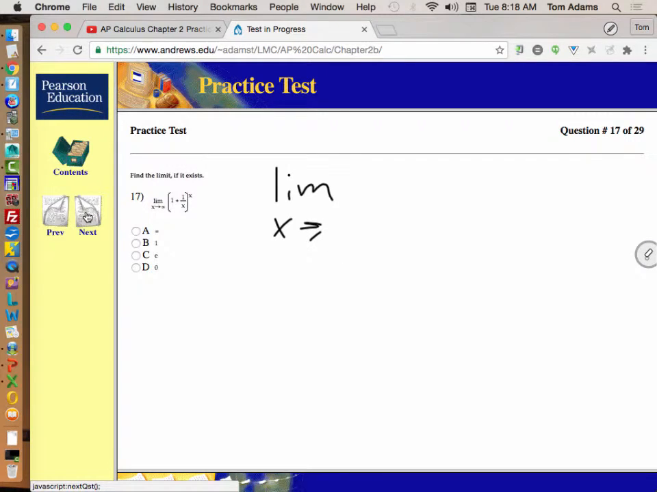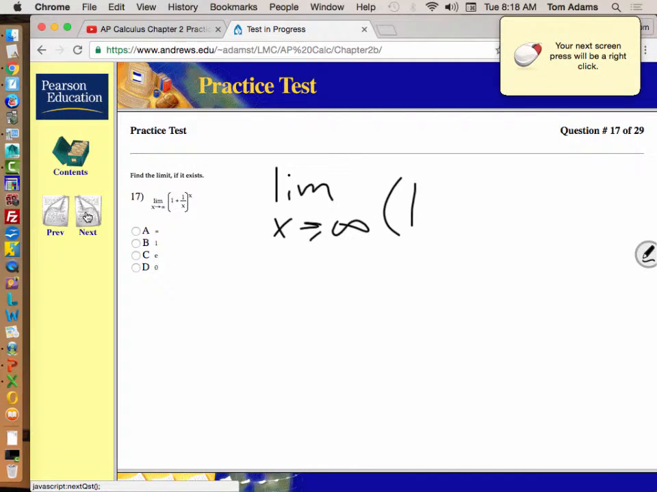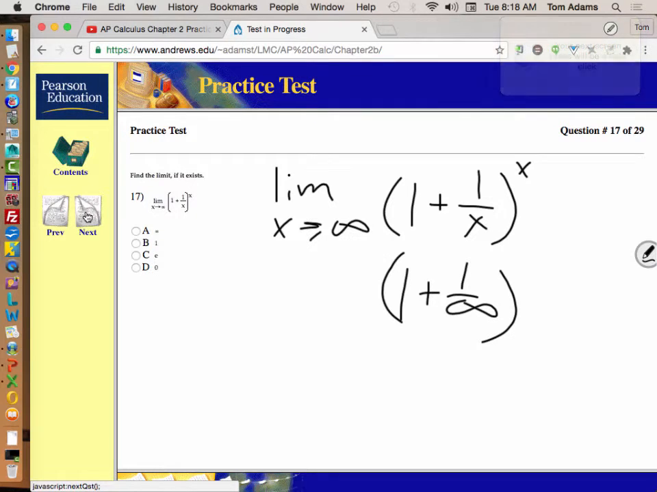We're going to take the limit of this function as x approaches infinity. Now, here's the weird thing. I've got 1 plus 1 over x raised to the x. Now, if I plug in infinity, not that big of a deal. 1 over infinity, this is the issue right here. Whoa. Right? But what's 1 over infinity?